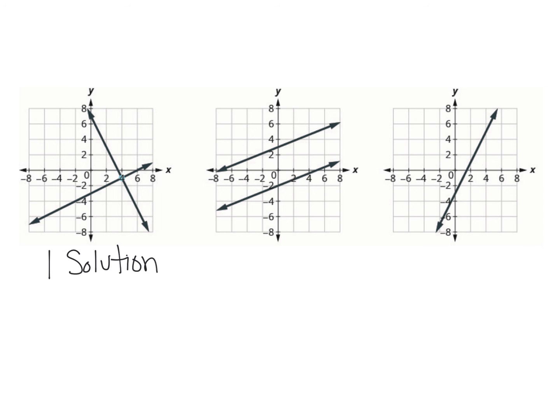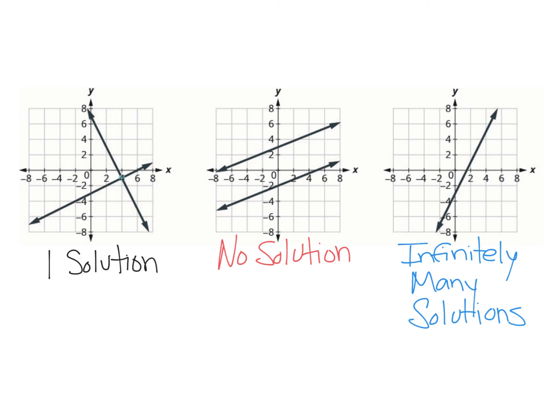So if the two lines intersect in one spot, you have one solution. If the two lines are parallel and they'll never intersect, you have no solution. If the two lines are graphed right on top of each other, in other words, they are the same line, then you have infinitely many solutions. All right, there you go. Those are the 3 types of solutions you can get with a system of equations.